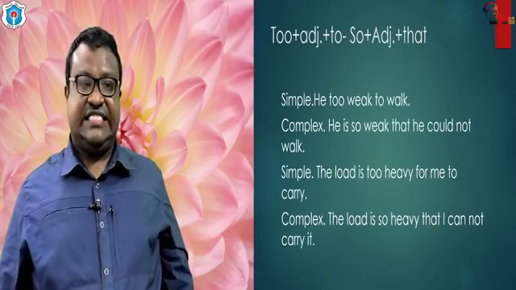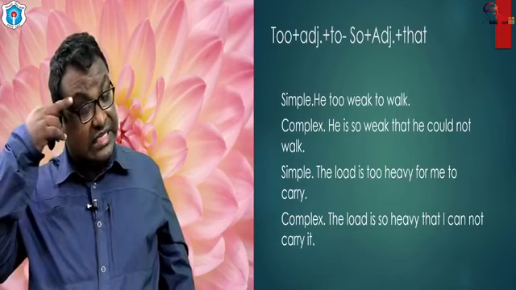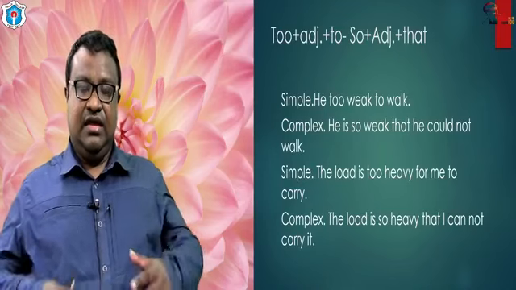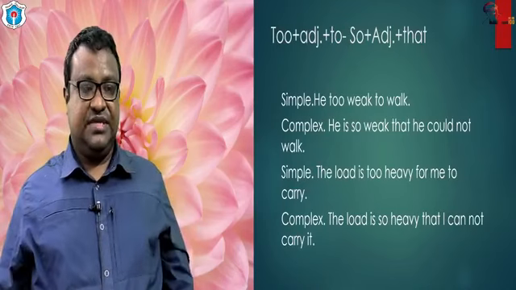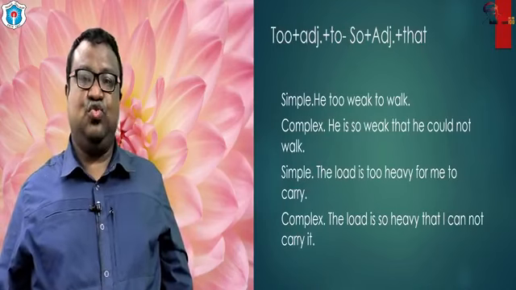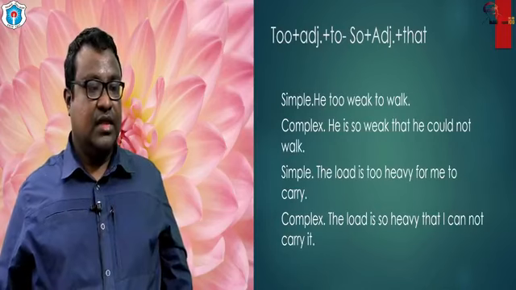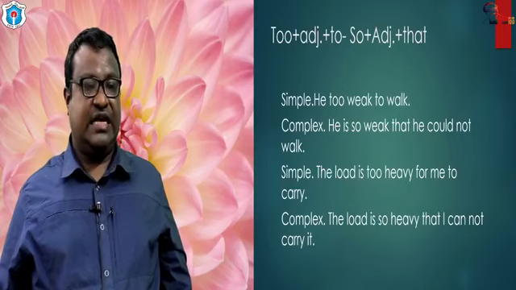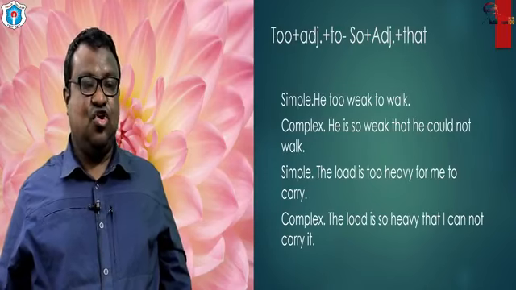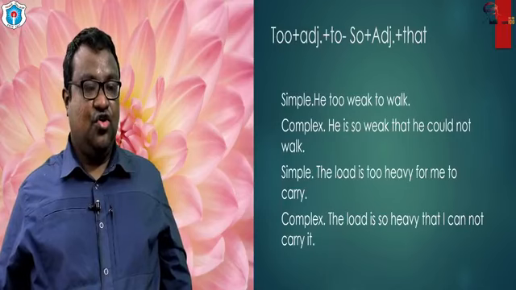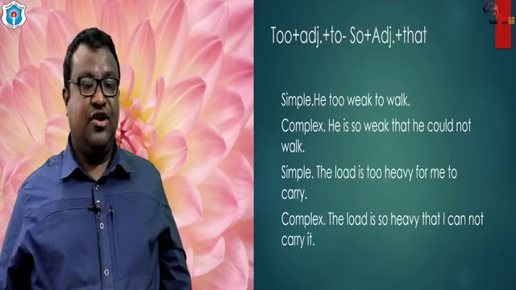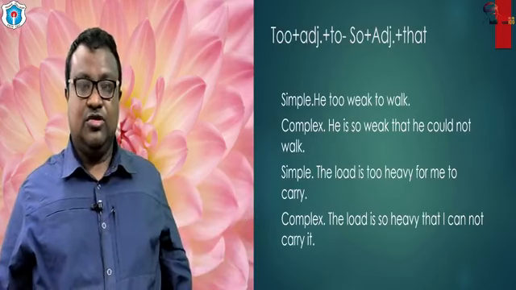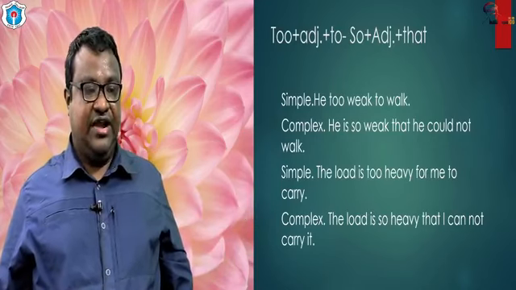Too plus adjective plus to. So this is a very common and very familiar simple sentence to us, that is, he is too weak to walk. The complex will be, he is so weak, that is so plus adjective plus that, he is so weak that he cannot walk. Sorry, it would be cannot, not could not. So he is so weak that he cannot walk.